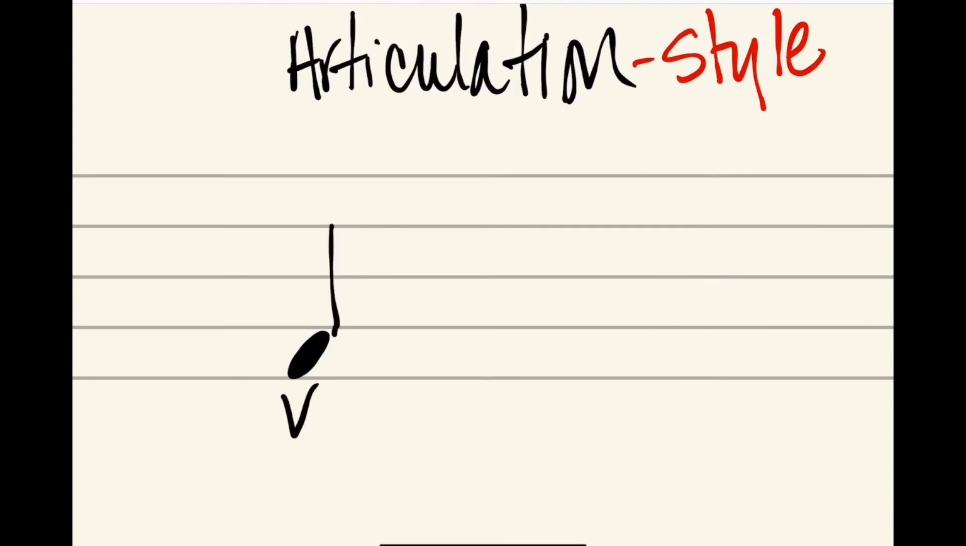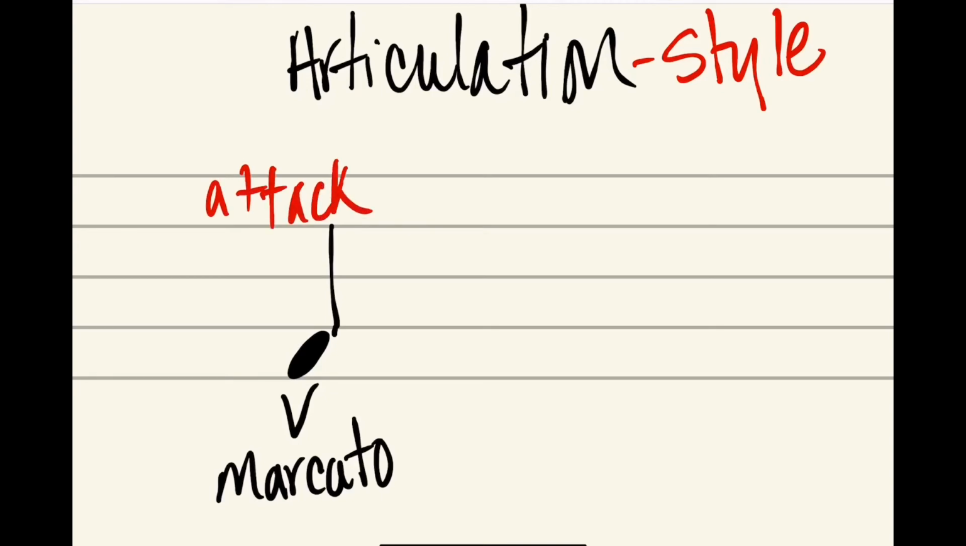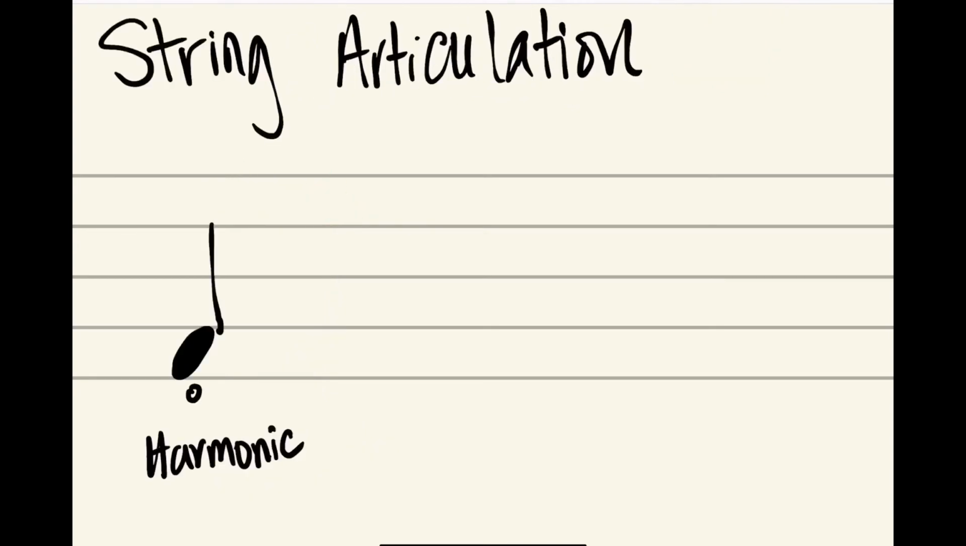Now we're going to go ahead and look at marcato. If you translate that to English, it would be marked. So that would be a more accented type of articulation, an attacked type of articulation. Now in string articulation, we do have what we call harmonic, which means to lightly touch the string to create a light, whistly, ringing type of sound. We barely touch the string and it'll ring like a whistle.